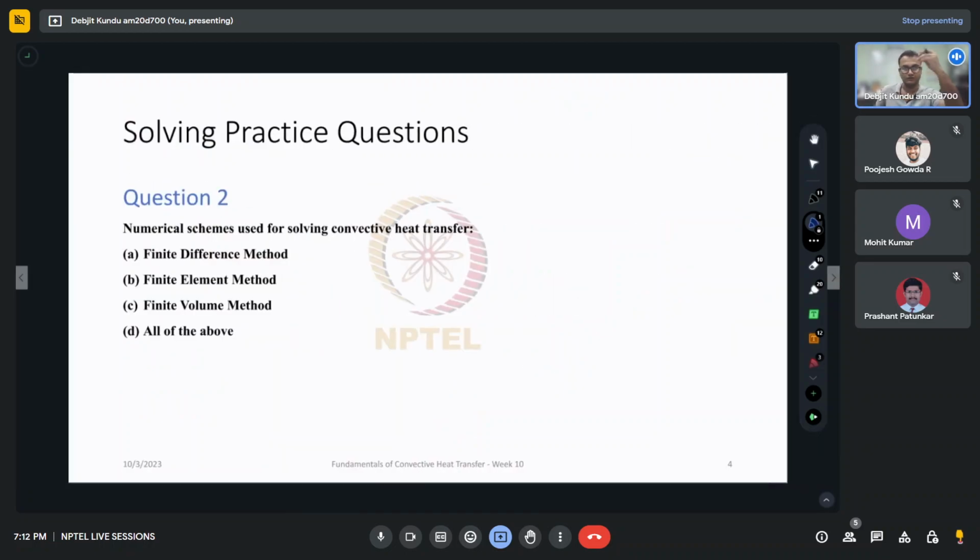We'll move on to question number 2, which is again a simple question asking us what numerical schemes are used for solving convective heat transfer. There are 4 options given below. Option A, finite difference method. Option B, finite element method. Option C, finite volume method. Or option D, all of the above. So the question is basically asking us, for solving convective heat transfer, what kind of numerical schemes are usually used? Is it option A, finite difference, option B, finite element, option C, finite volume, or option D, all of the above?